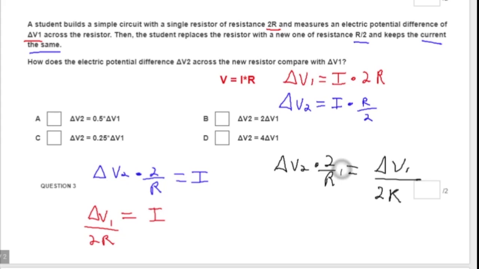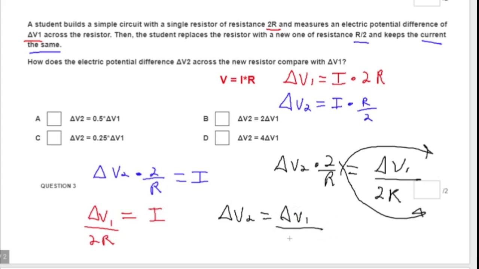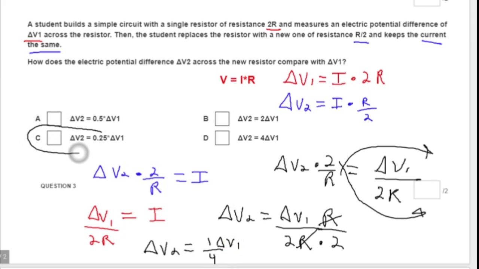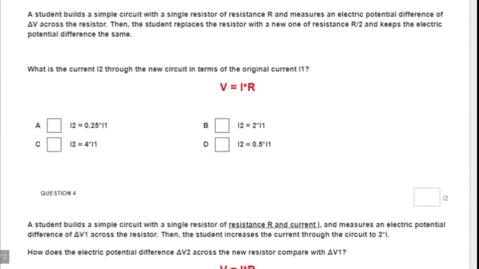So we'll multiply this R over and divide this 2 over here. It's going to give us delta V2 is equal to delta V1 divided by 2R. And then we multiply the R on top, so we got R up here, and we divided the 2 on the bottom. These R's cancel out again, and we're just left with delta V2 is equal to 1 over 4 delta V1. So 1 over 4 is 0.25. And here we go, there's our answer again. Let's take a look at our next problem here.